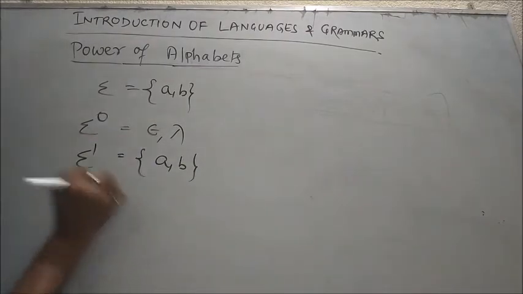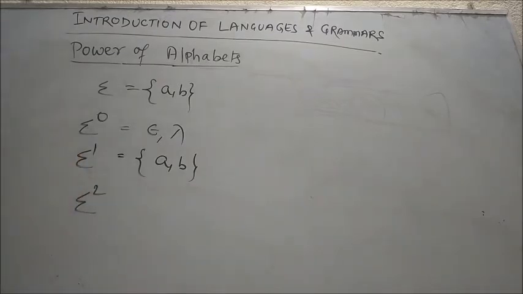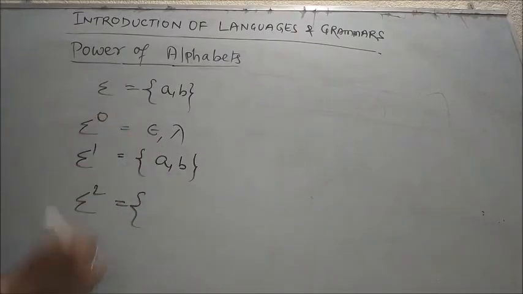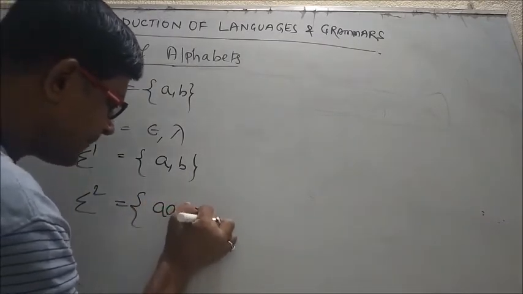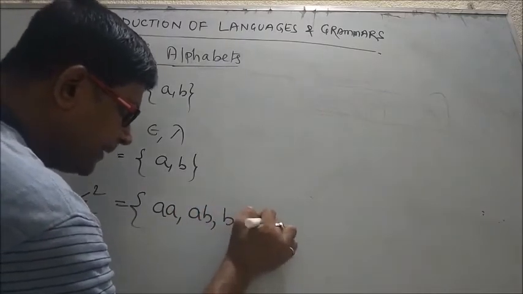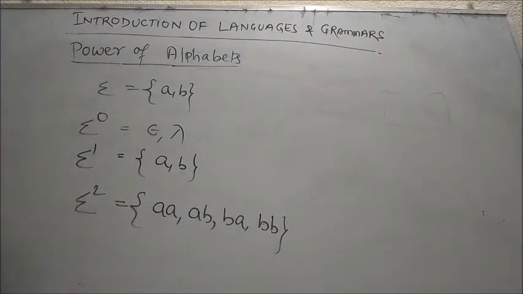Suppose I take sigma square, meaning the power of alphabet is 2. Then what is going to happen? That means we have to take the combination of these two. How is it possible? Just see. It can start from AA, next can be AB, then BA and then BB. That's it, right? Power of 2. It will not go beyond this.